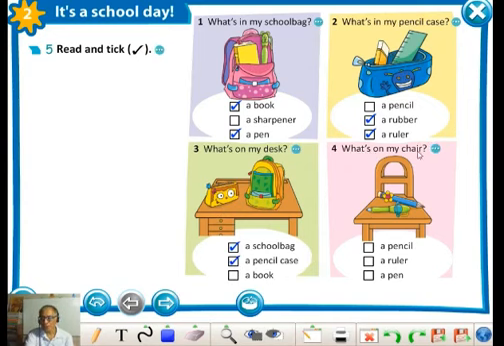What's on my chair? ¿Qué hay encima de mi silla? A pencil? Yes. A ruler? No. A pen? Yes, there is a pen.